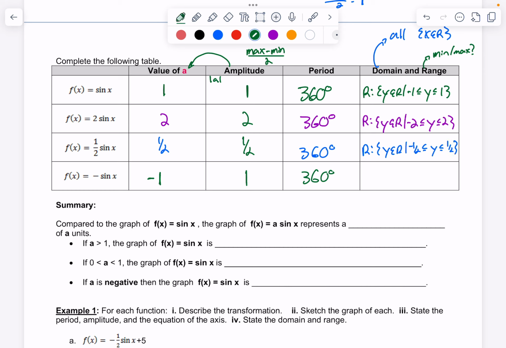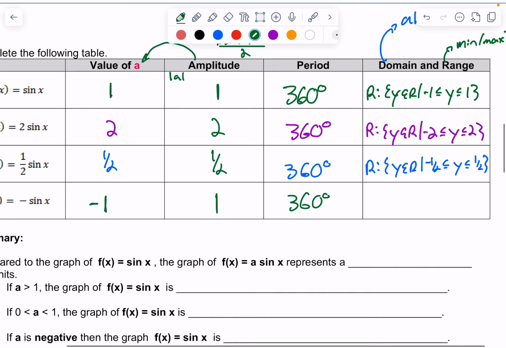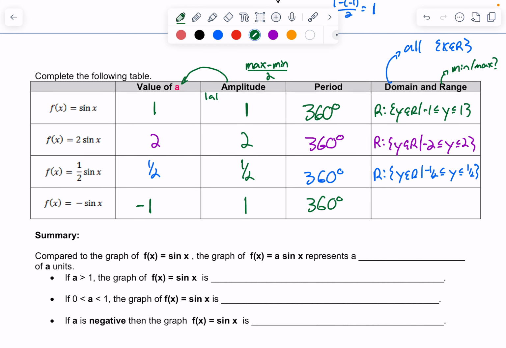And then this one, your amplitude is still 1. That's the same as your parent. So because your amplitude is the same, it won't change your max and your min. It's going to be identical still, right? Sorry, I say that if the amplitude is the same, that's assuming there is no d value, okay? Because there's no shifts up or down. So you have to account for that, but these have no shifts up or down.